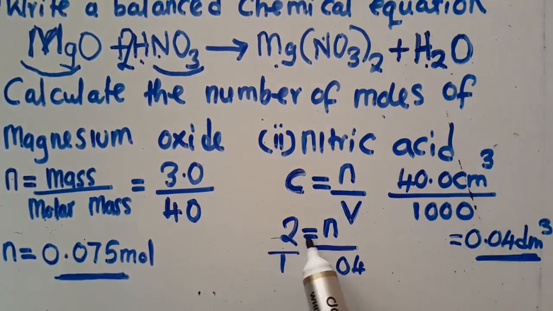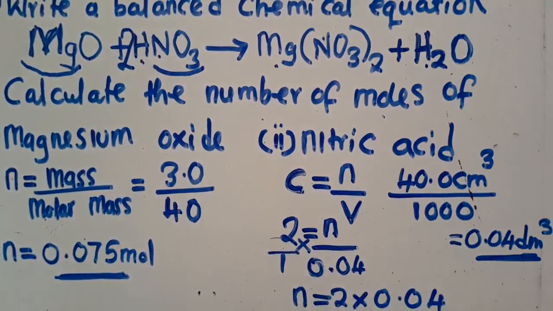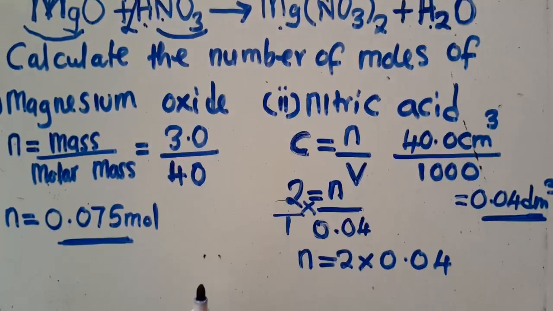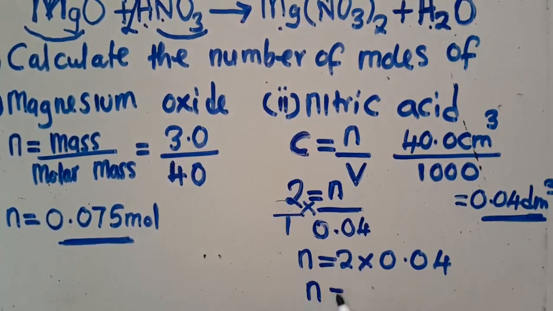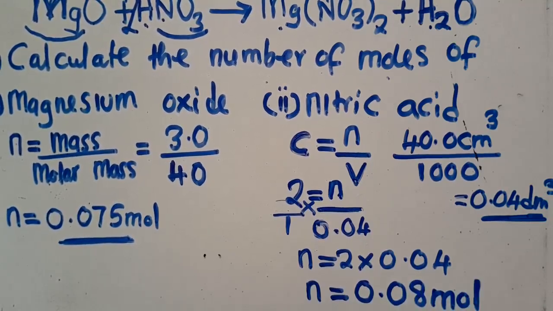Then I say over 1, then I cross multiply. N times 1 is N, which is equal to 2 times 0.04. What answer am I getting? So the number of moles is equal to 2 times 0.04. What answer are you going to get? You are going to get 0.08. These are what? These are moles.